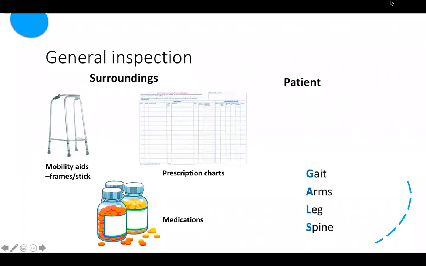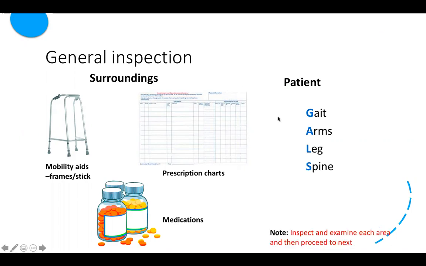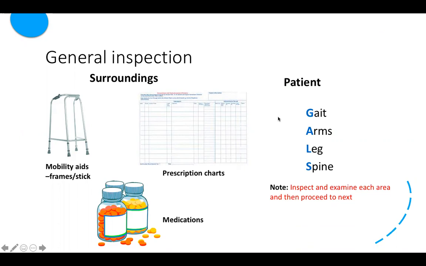Once you've inspected the surroundings, then you look at the patient. The GALS mnemonic is quite handy because then you know all the different areas that you need to examine. What's important is that you make sure you inspect each area and examine it before you move on to the next. So for example, if you are looking at the arms, you want to inspect them, you want to feel for any abnormalities or any pain, and you want to examine it before moving on to the legs.